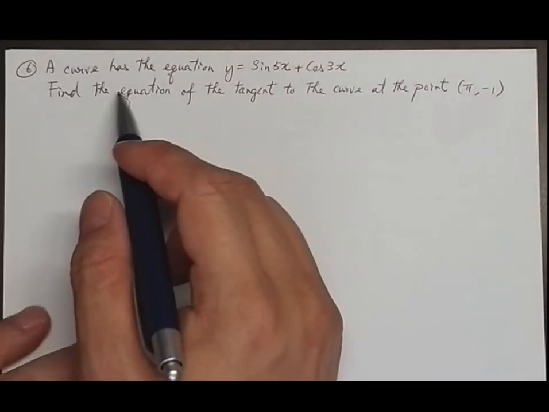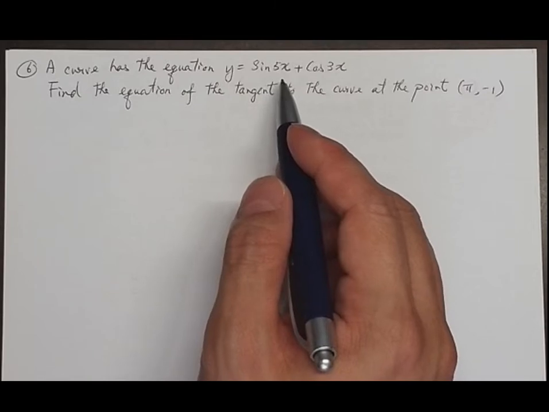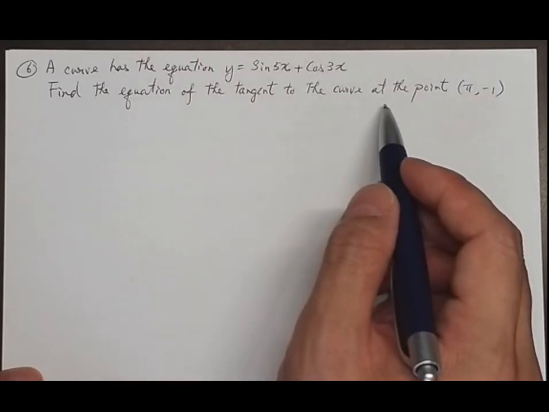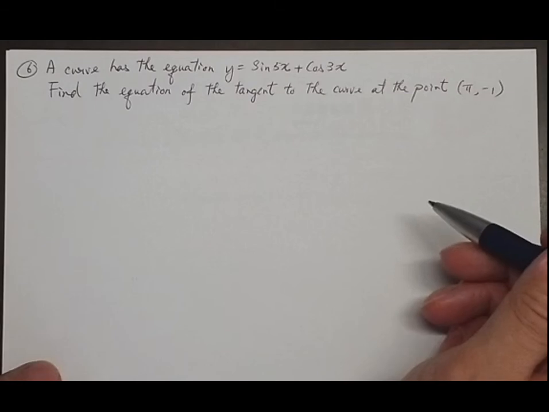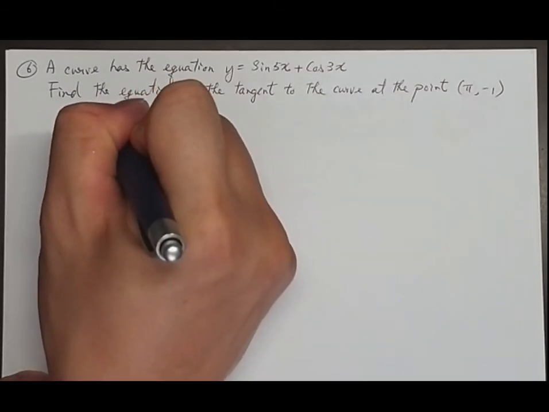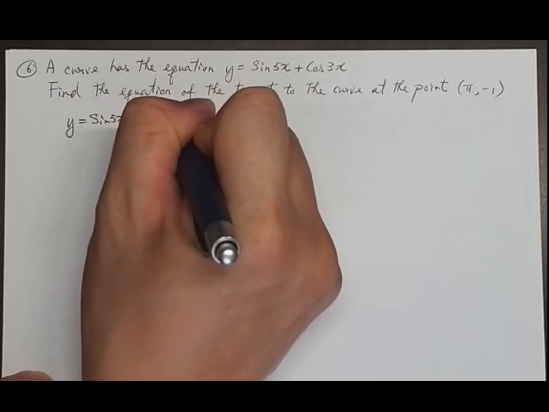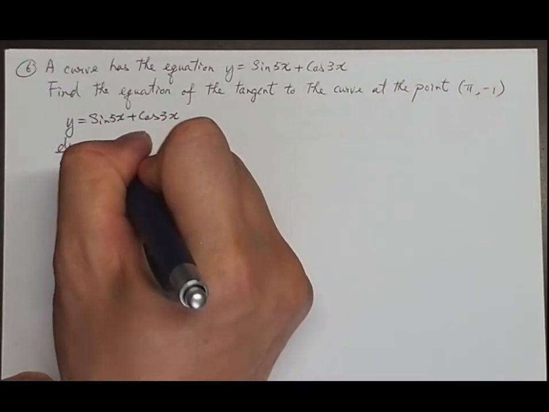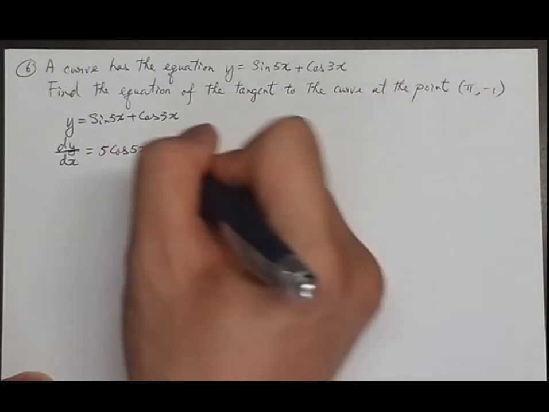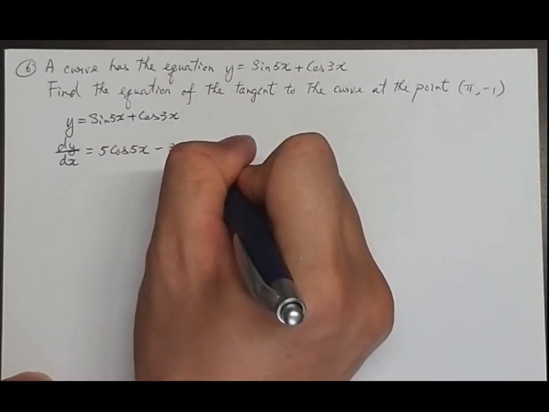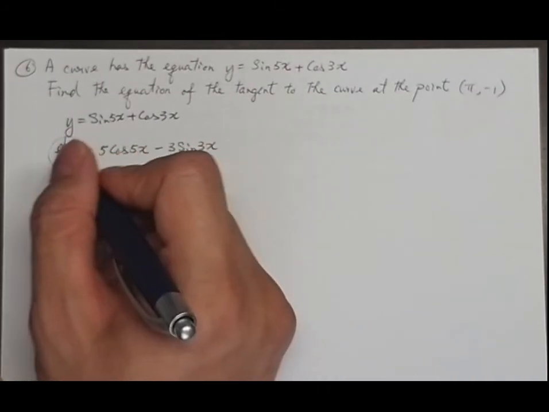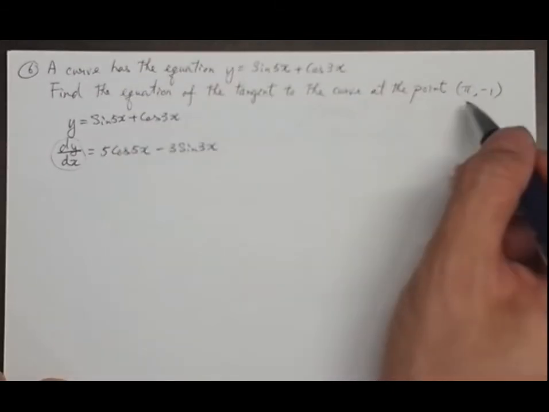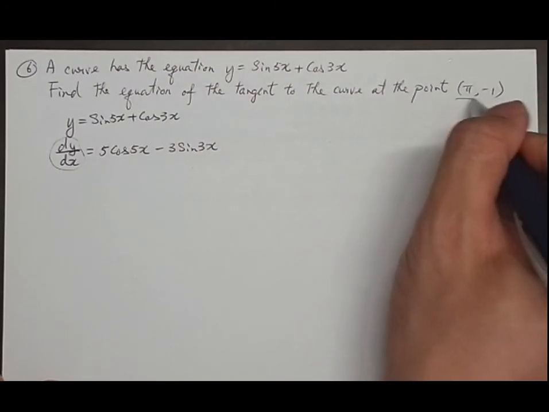Question number 6. A curve has the equation y equals sine 5x plus cosine 3x. Find the equation of the tangent to the curve at the point (pi, -1). So if we have y equals sine 5x plus cosine 3x, dy/dx is equal to 5 cosine 5x minus 3 sine 3x. The derivative of this function is actually the slope of this function at a specified point.